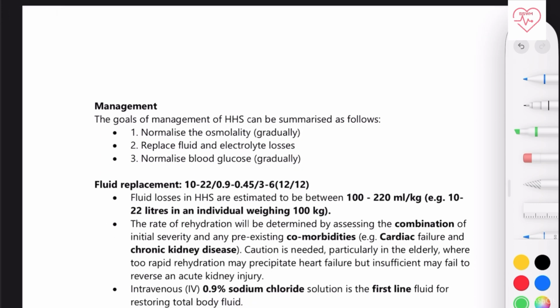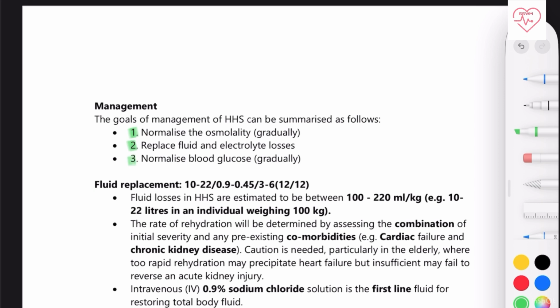Now let's come to the management. The goals of management of HHS can be summarized as follows: normalize the osmolality, replace fluid and electrolyte losses, whatever losses of electrolytes have occurred, you have to replace those, and normalize blood glucose gradually.